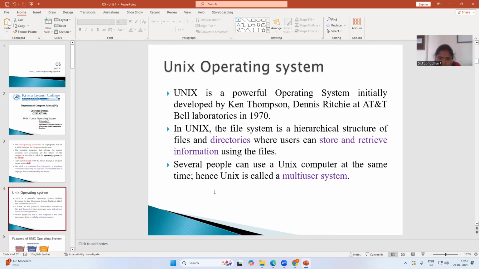Unix is a powerful operating system initially developed by Ken Thompson and Dennis Ritchie at AT&T Bell Laboratories in 1970. In Unix, the file system is a hierarchical structure of files and directories where users can store and retrieve information using files. Several people can use a Unix computer at the same time, hence Unix is called multi-user.